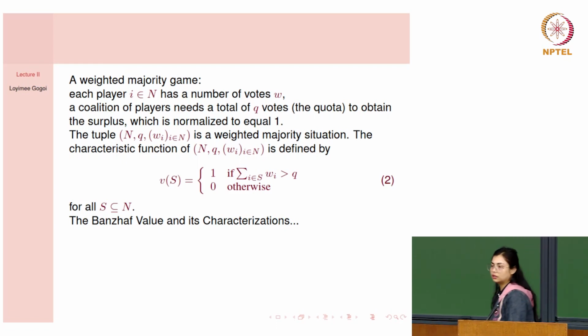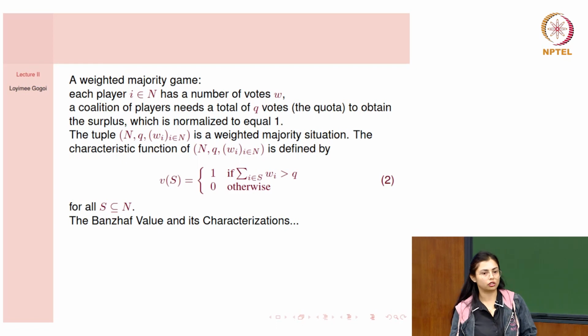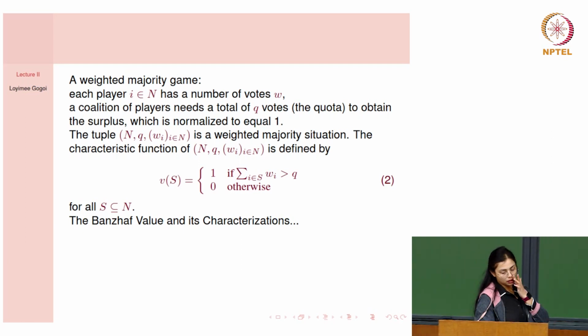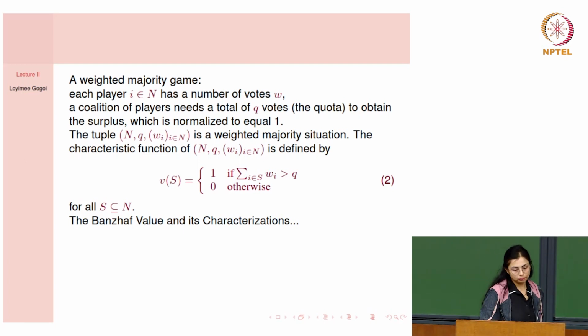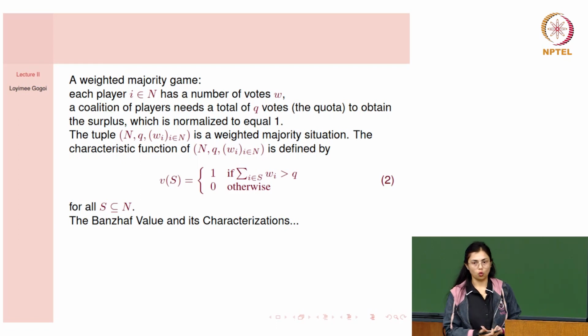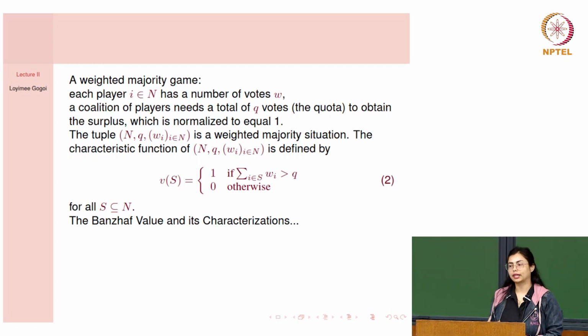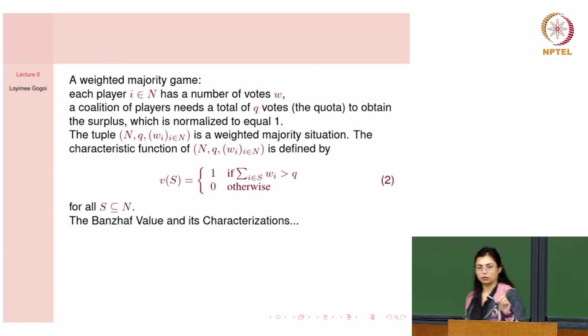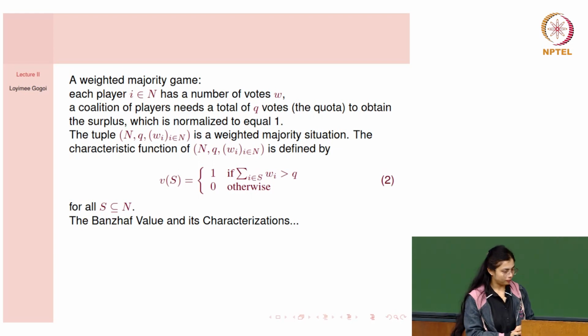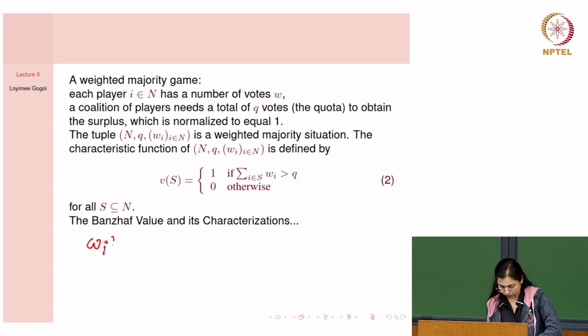Okay. So let's talk about one special kind of situation. It's called a voting game, or weighted majority game. So what is actually a voting game? A simple game. Suppose one bill has to pass in the parliament and each member has some vote. If they say yes, it counts as 1, or we have some weightage for each member, like W.